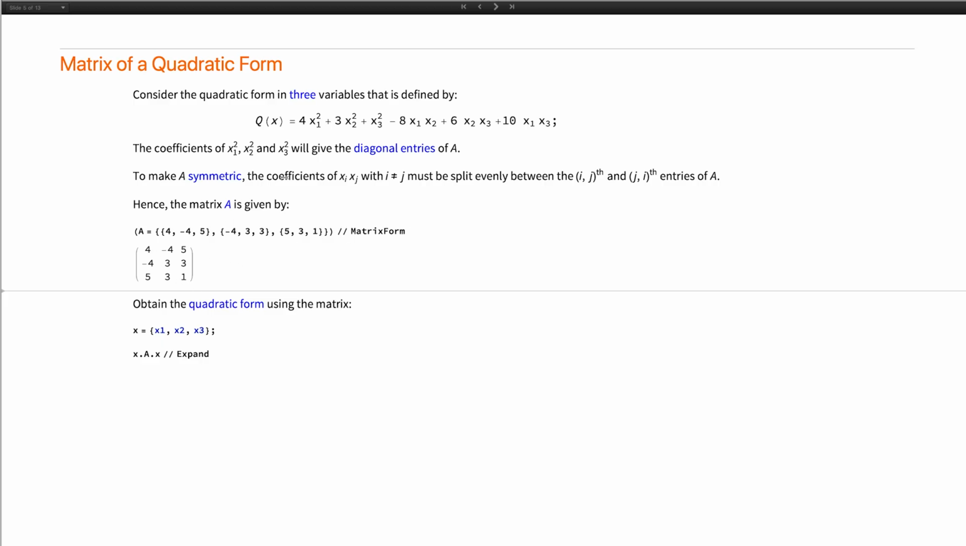So 4, 3, and 1 over here are just the diagonal terms, and they are the square terms over here. And then you have -4, giving you -8, etc. So let's check that the answer is correct by doing the reverse procedure, and you do get back to the same quadratic form, but in perhaps a slightly different order.